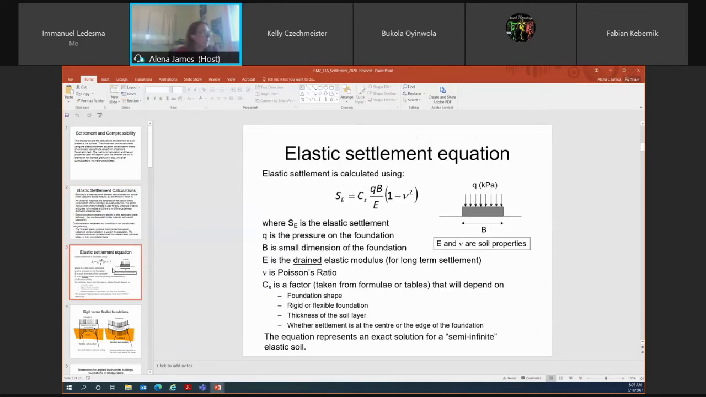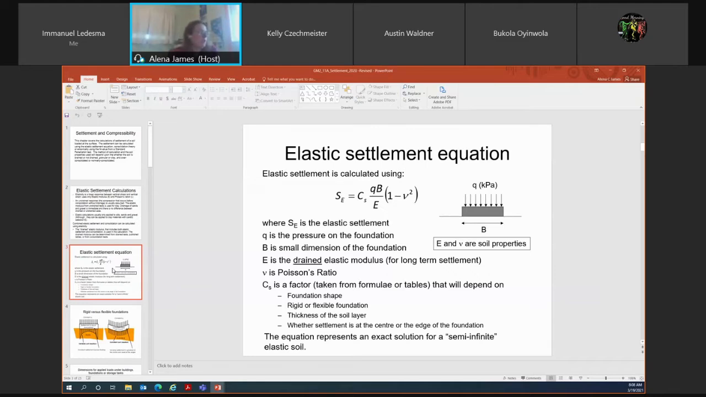Elastic settlement equation is shown in this slide here. So in this equation, SE represents your elastic settlement. So when you're doing your calculation, your settlement would be in meters. You can convert that settlement from meters to millimeters. However you choose to report it, it's marked correct. Generally, we report settlement in millimeters. But if you prefer to report it in meters, that's okay.